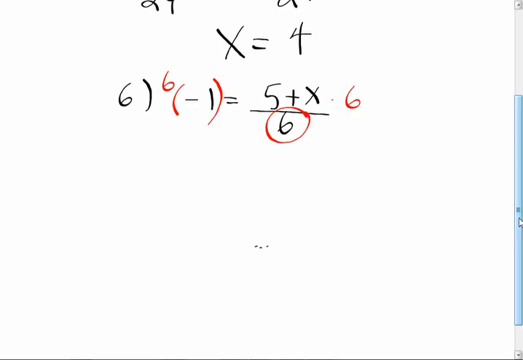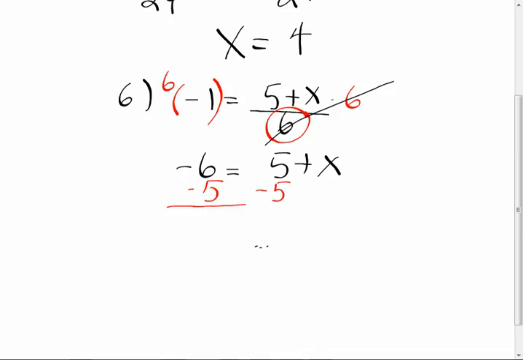There we go. And so this is negative 6, because I'm multiplying those. What happens to these 6's? Because I chose it that way. Boom, gone. 5 plus x. Now, that's an easy problem. However, it's easy to make a mistake. Subtract 5. It's not going to be negative 1. It's not going to be positive 1. What's x going to be? Negative 11.